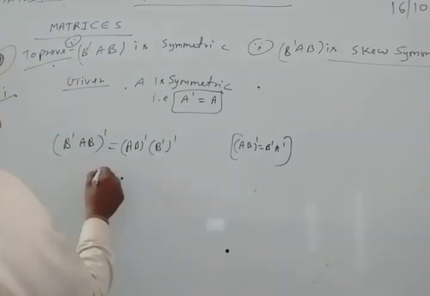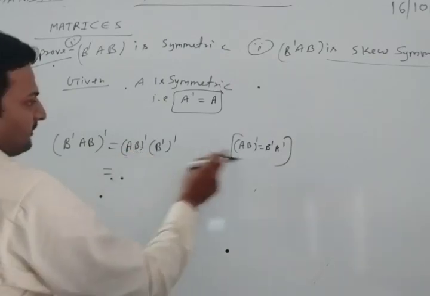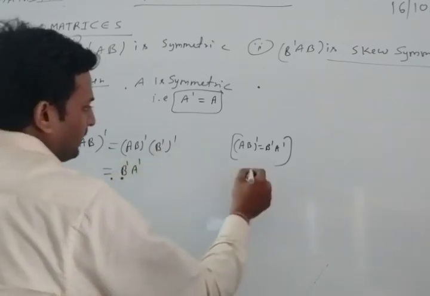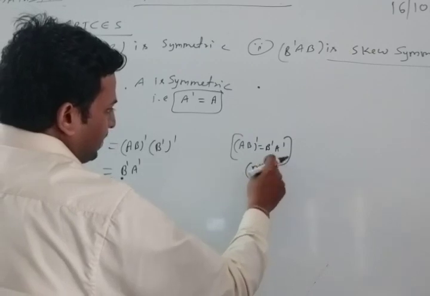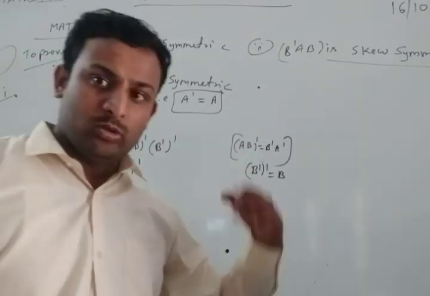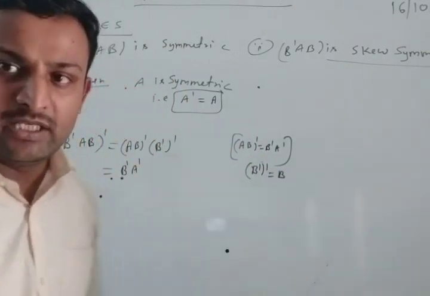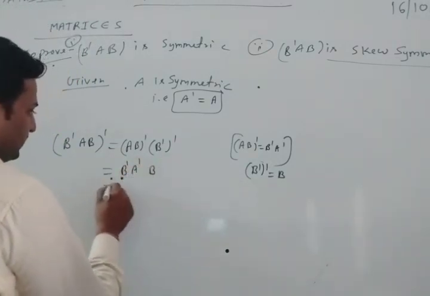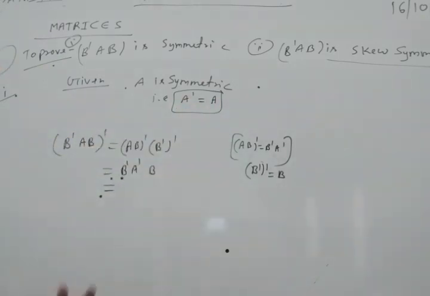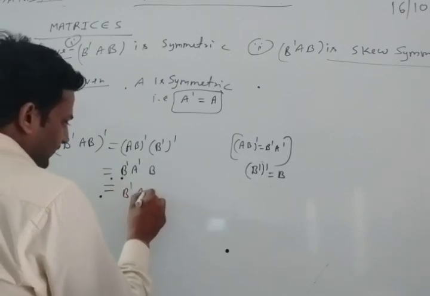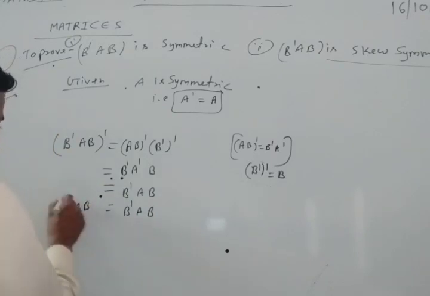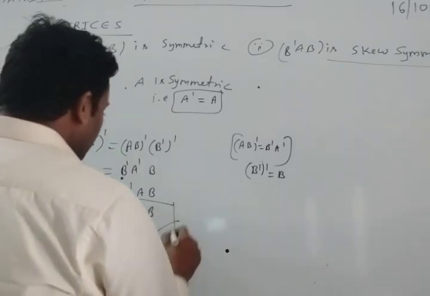Now we can open it. We will write B dash A dash, and we know that the transpose of the transpose is that matrix, so B dash dash is equal to B. So we write here B. Now we are given A dash is equal to A, so we write B dash, A, and B. So what we have got is B dash AB whole dash is equal to B dash AB.